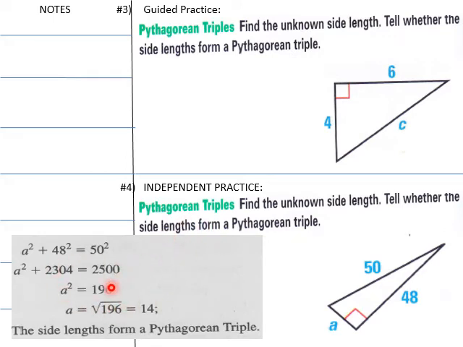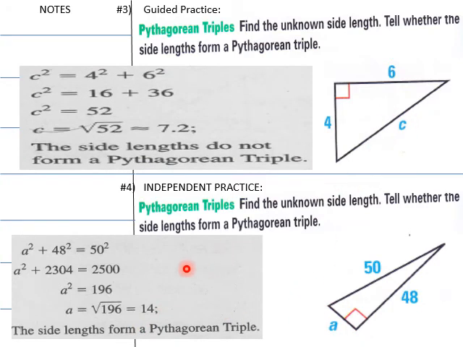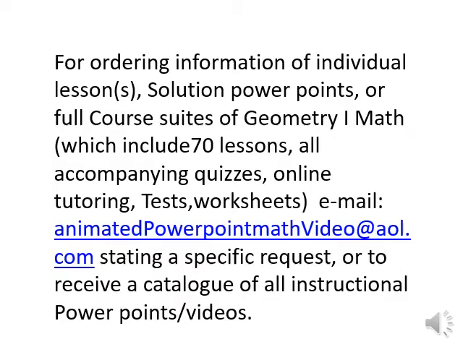Here is the independent practice solution here. It will be 14 for A. And then up here, what would C be? It would be 7.2. So they figure, well, this doesn't form a Pythagorean triple because they're not integers. So they say, oh, it's got to be an integer or else it's not a triple. Well, the Pythagorean theorem still applies. 7.2, it's not an integer. And that would be the solution.